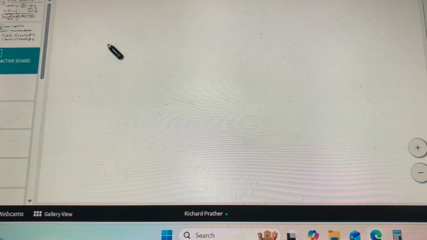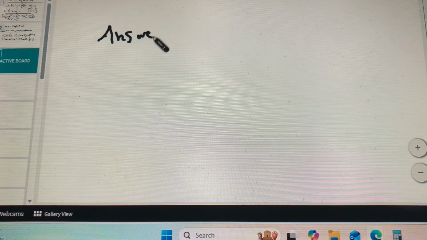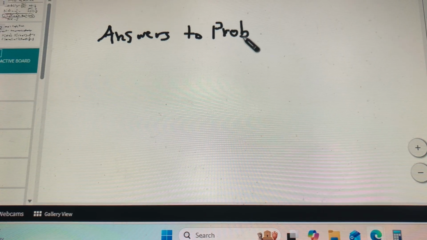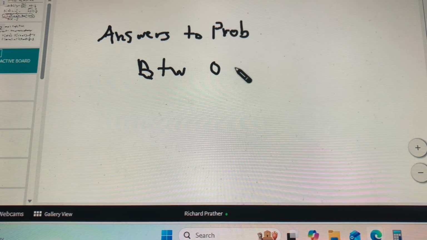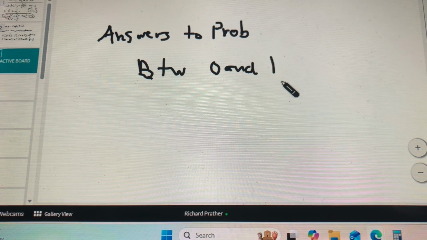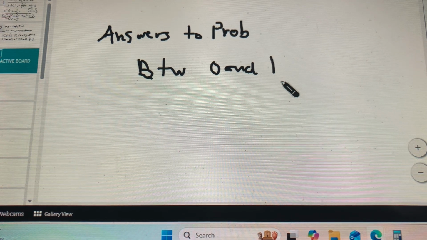So it turns out answers to probability questions always have answers between 0 and 1. 0 is the lowest you can ever get. It can't be negative. And 1 is the biggest you can ever get. It can't be bigger than 1. Usually it's in between, like 1/2 and 1/6, where you're getting decimals or fractions that are between 0 and 1.